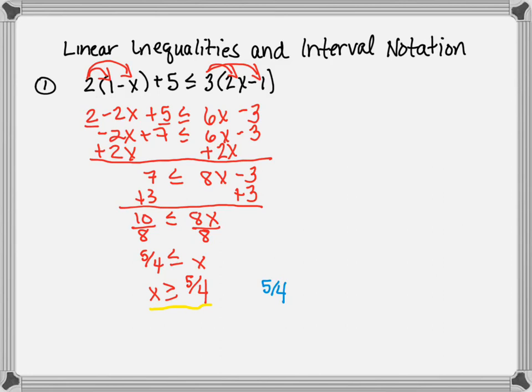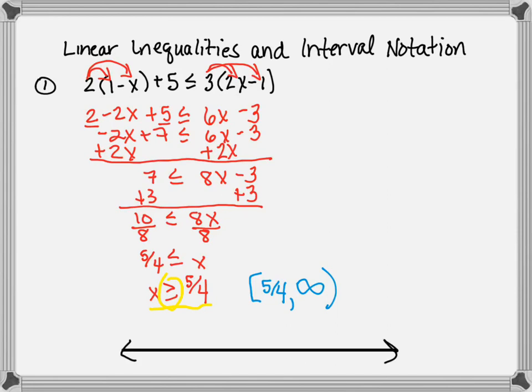5/4. And because it's greater than or equal to, we're including the 5/4, which means that we have a squared off bracket. And then we'll put a comma, and the largest number that x can be is infinity, because it keeps going, all the numbers greater than or equal to 5/4. And because infinity is not a number that can be included, it's an idea or a concept, we will have a curved parenthesis. So here, in blue, is our interval notation representation of the solution.